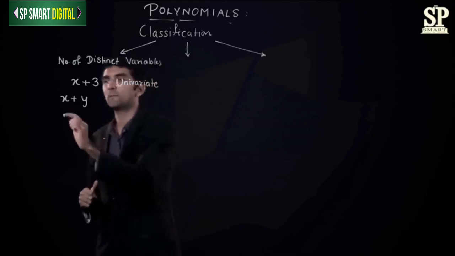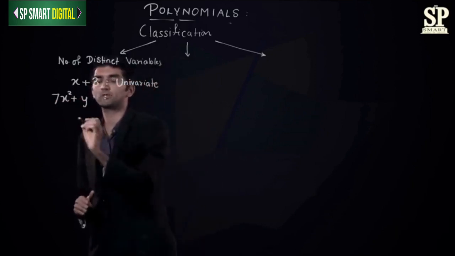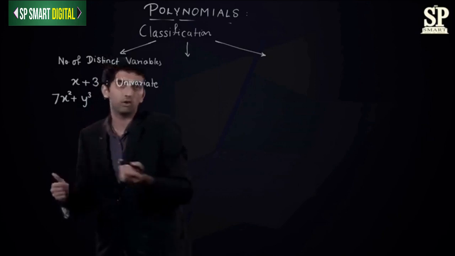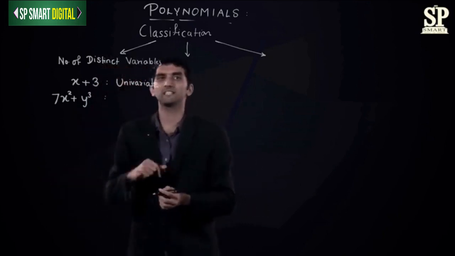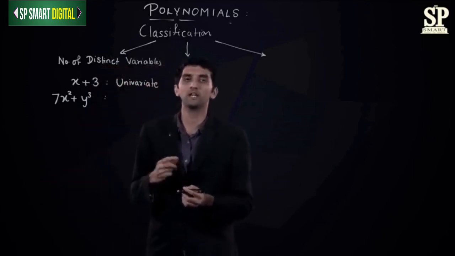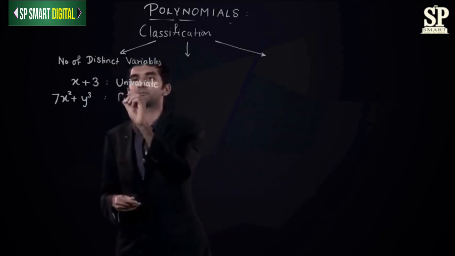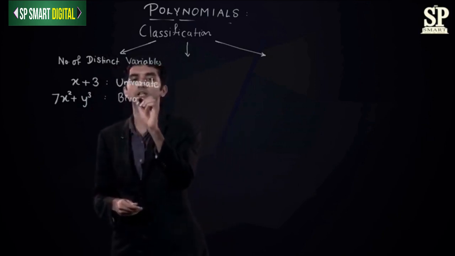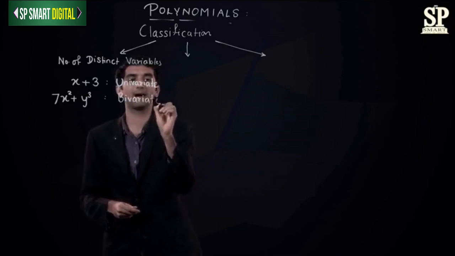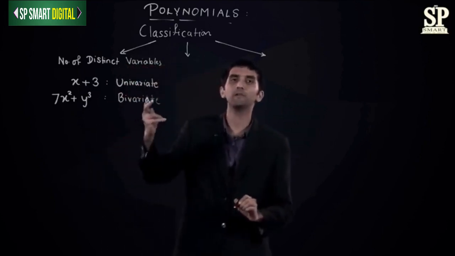So basically there are two different variables in this particular polynomial expression. Now as I said, you can complicate this as well, like 7x square plus y cube or something on those lines. Still this particular polynomial expression would be a bivariate polynomial expression. Again, as the name suggests, bivariate means two variables.